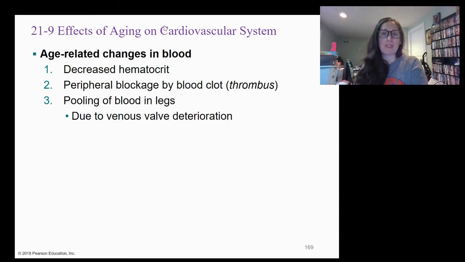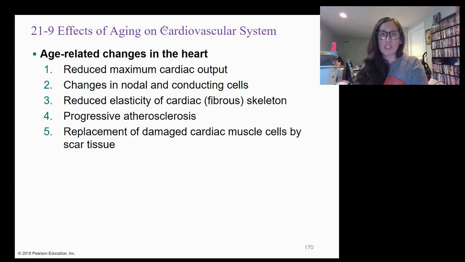Last thing to mention here is that as we get older, like with every other system, things change, all right? So in our blood, we tend to have poor circulation in our extremities, especially in our lower limbs. So we tend to have fluid buildup there and decrease in our blood cell counts. We have changes in our heart, so cardiac output starts to decrease, elasticity within our cardiac muscle and skeleton starts to decrease. Obviously, the likelihood of more occlusions or plaque buildup is definitely higher. And if your cardiac muscle gets damaged, the replacement of that usually is scar tissue versus replenishing cells.